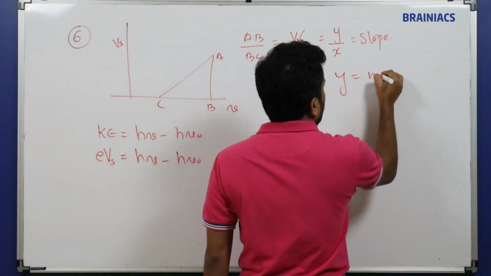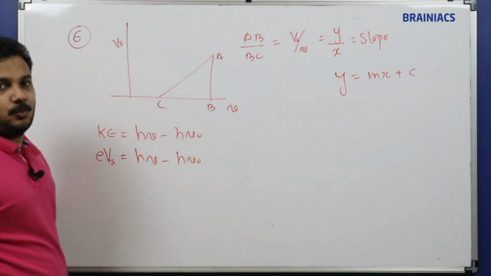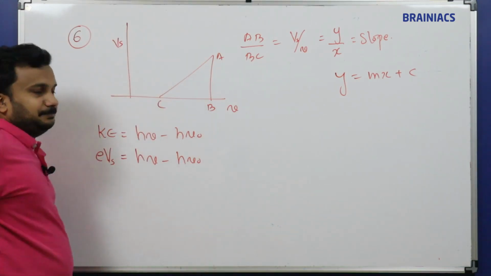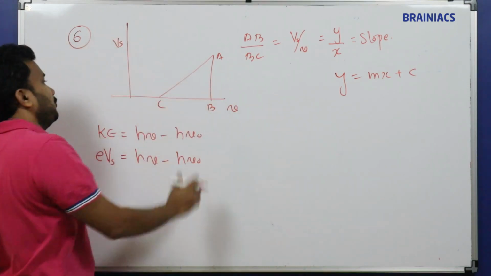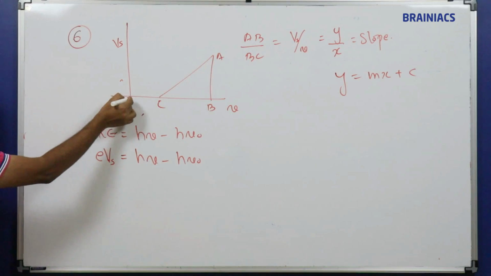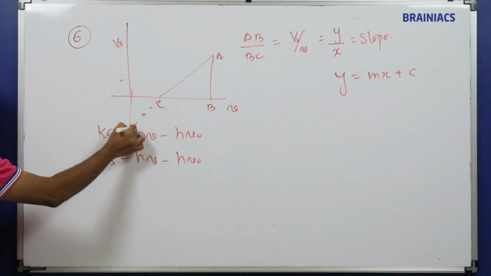You know the equation y is equal to mx plus c. M is called the slope and c is the y-intercept. C is actually an intercept on the y-axis. If you extend this line like this, it will extend to some point over here.